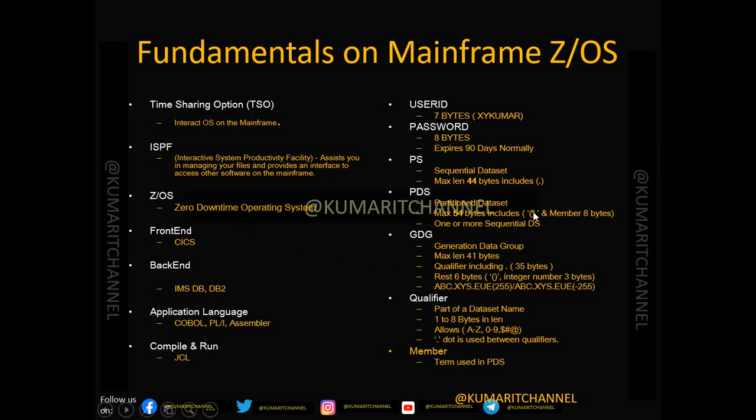A sequential file should have a maximum length of 44 bytes, and PDS we call a partitioned data set. While creating a PDS, the maximum is 54 bytes, which includes the open and close parentheses, and the member name can be up to 8 bytes; the minimum is not fixed, so you can also create a member with 2 or 3 bytes. PDS is basically a combination of multiple sequential data sets.